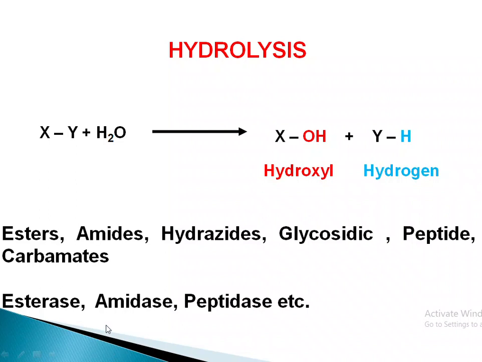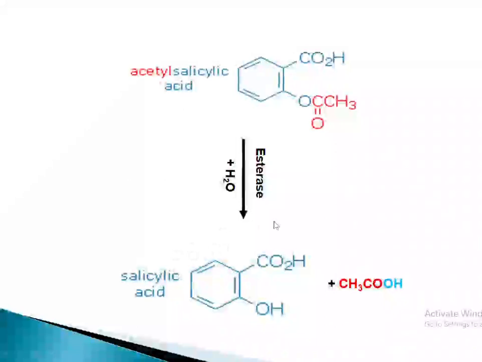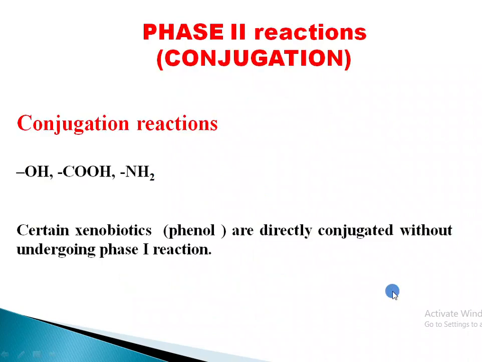The bonds such as esters, amides, hydrazide, glycosidic, peptide and carbamates are biotransformed by hydrolysis with various enzymes such as esterases, amidases, peptidases, and so forth. This slide is showing the biotransformation of acetyl salicylic acid by hydrolysis using the enzyme esterase. As you can see, the xenobiotic is broken down into two smaller fragments, and one smaller fragment accepts the H from the water and the other fragment accepts the OH from the water.